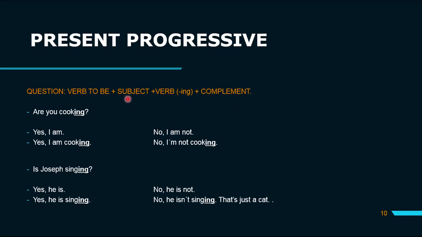Finally, going to questions, we can see verb to be, subject, verb with ing form, and complement, and question mark. Are you cooking? Yes, I am. Or yes, I am cooking. No, I am not. No, I'm not cooking. Is Joseph singing? Yes, he is. Yes, he's singing rock and roll. No, he's not. He isn't singing. That's just a cat.